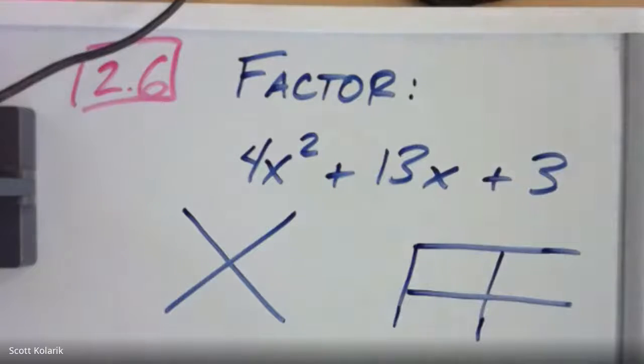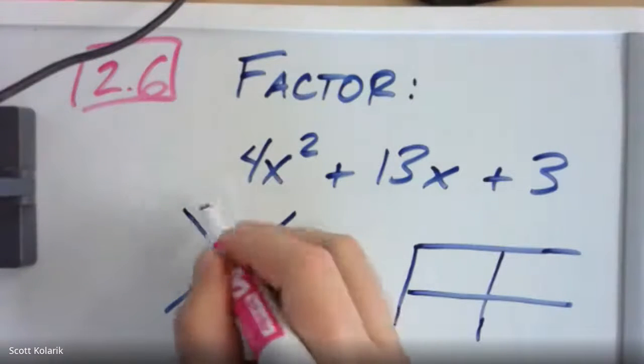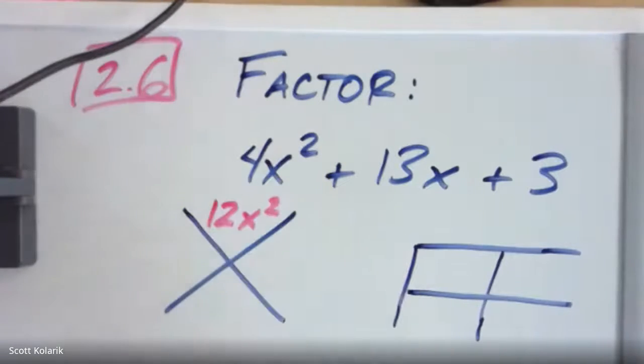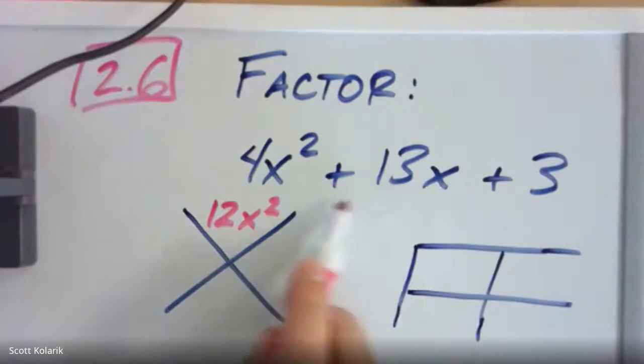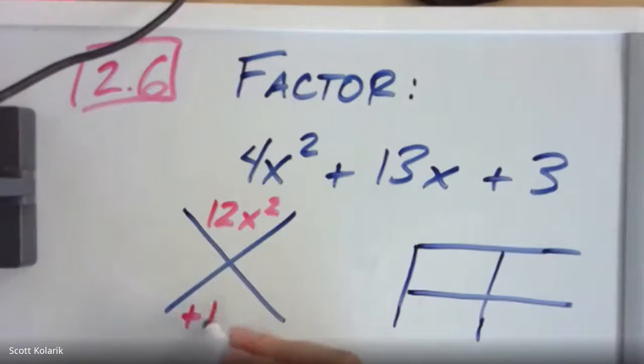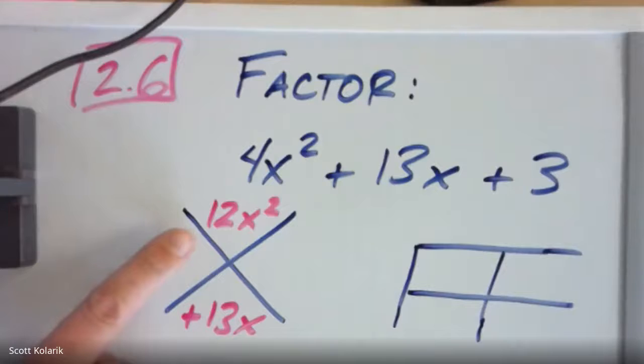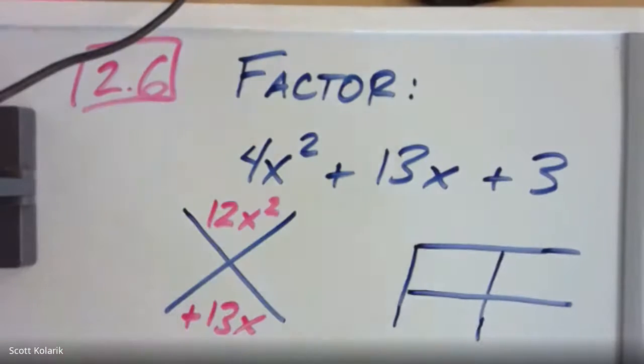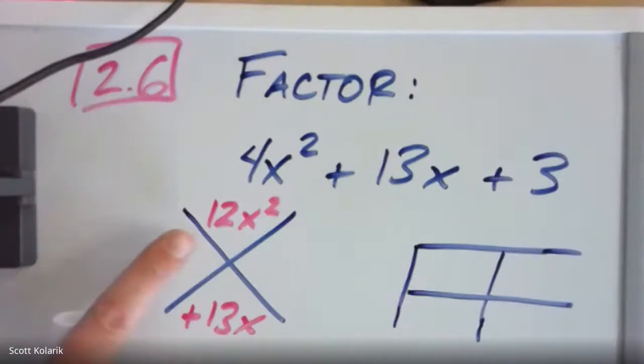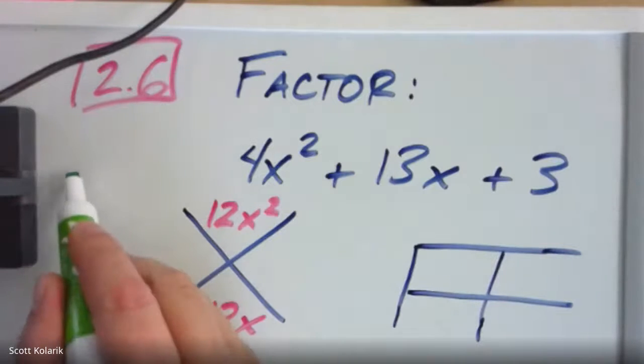So top of my X, that's going to be my first term times my last term. 4x squared times +3 gives me 12x squared. Bottom of my X, that's my middle term, positive 13x. Just don't forget about the sign that's attached to your coefficient. And here's where I ask the riddle. What two numbers will multiply to make the top that also add to make the bottom? I always say start with what you're doing with multiplication. There are a few things that multiply to make 12, so many of you can figure out what you're doing already, but let me go through that list anyway.